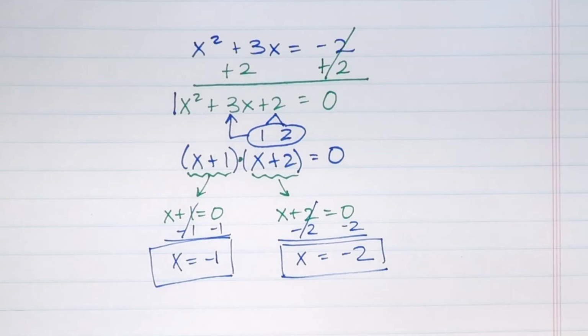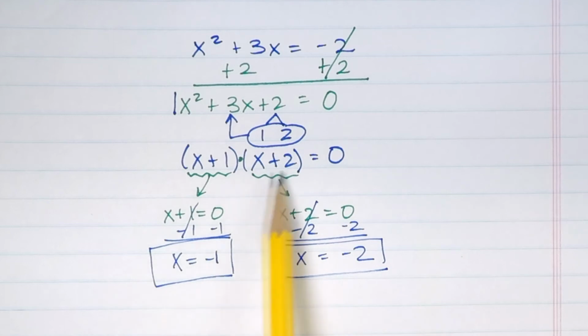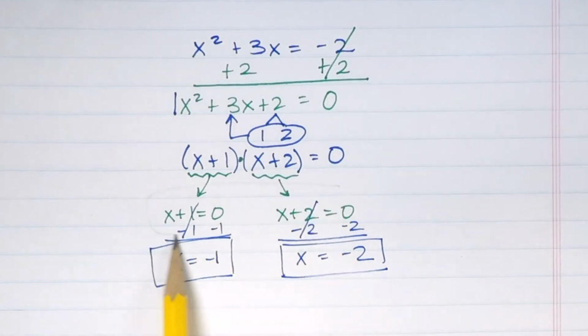Even if we go back and look at the first example we did, we had x plus 1 as a factor, so we have negative 1 as the answer. Here's x plus 2, and then negative 2 as the answer. So you can start to take some shortcuts and not have to write out this piece here in the middle. Hopefully you can start to do that in your head.